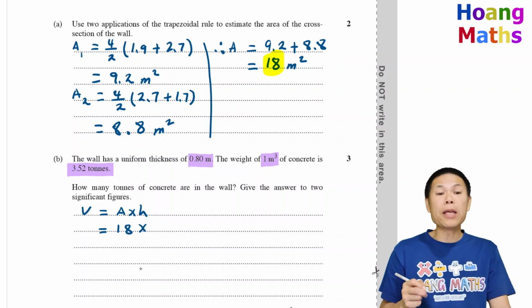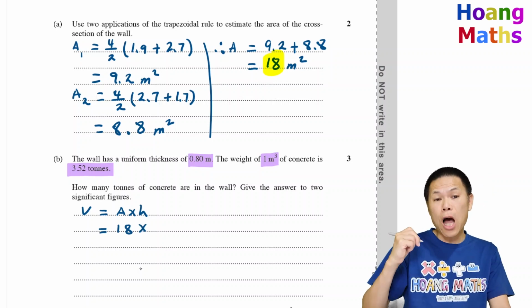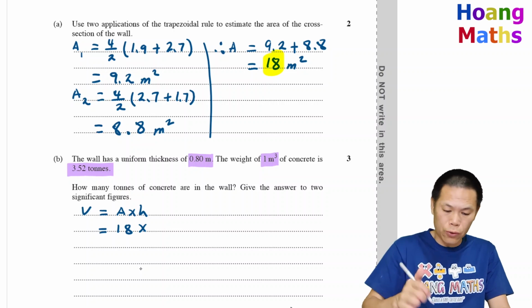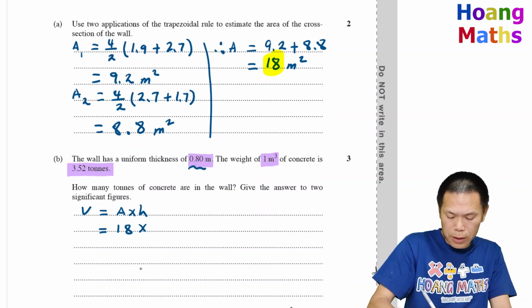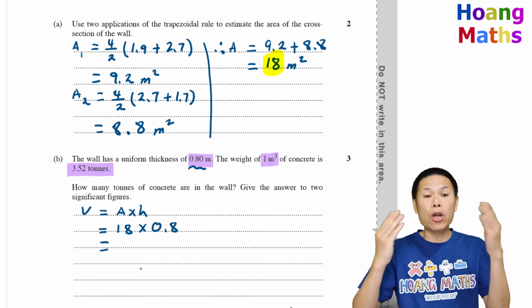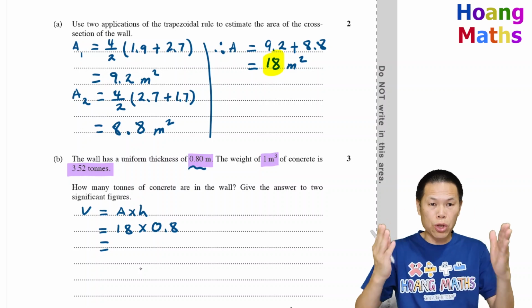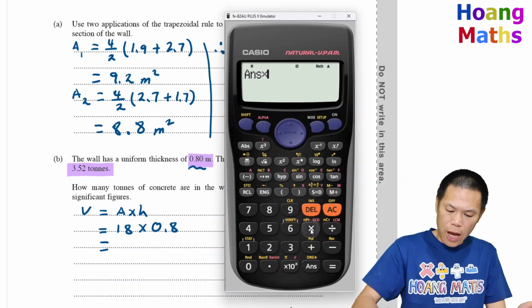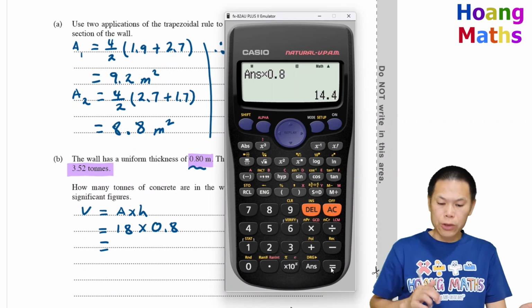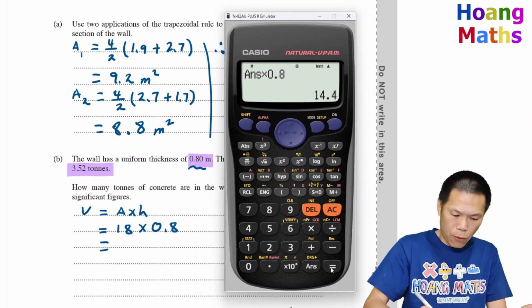So that is equal to 18, and we times by the height. In this case, the height is the thickness of the concrete, so that is 0.8 meters. So 0.8 will give me the volume of the concrete. I put it in the calculator: answer times 0.8. So there you go, 14.4.